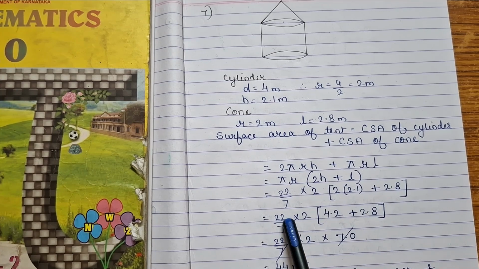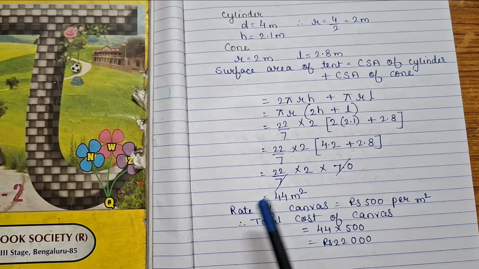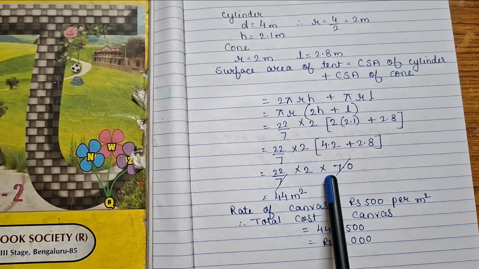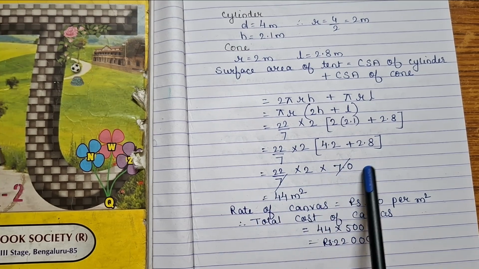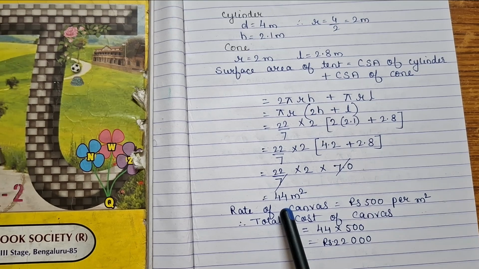Now let's simplify this. 22 upon 7 into 2, into (4.2 plus 2.8). Now 4.2 plus 2.8 gives us 7. So now at the end we have a very simple cancellation. That is 22 upon 7 into 2 into 7. 7 and 7 get cancelled. So the required canvas is 44 meter square.